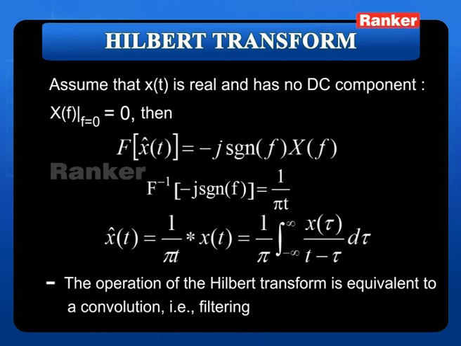It says that x of t is real, of course, and has no DC component, that is X of f at f equal to 0 is equal to 0. Then the Fourier transform of the Hilbert function is equal to minus j signum of f times X of f. We know that the inverse Fourier transform of minus j signum of f is 1 by pi t. Therefore, x cap of t can be calculated as a convolution of 1 by pi t and x of t, that is 1 by pi integral from minus infinity to plus infinity x of tau by t minus tau d tau. The operation of the Hilbert transform is equivalent to convolution, that is filtering.